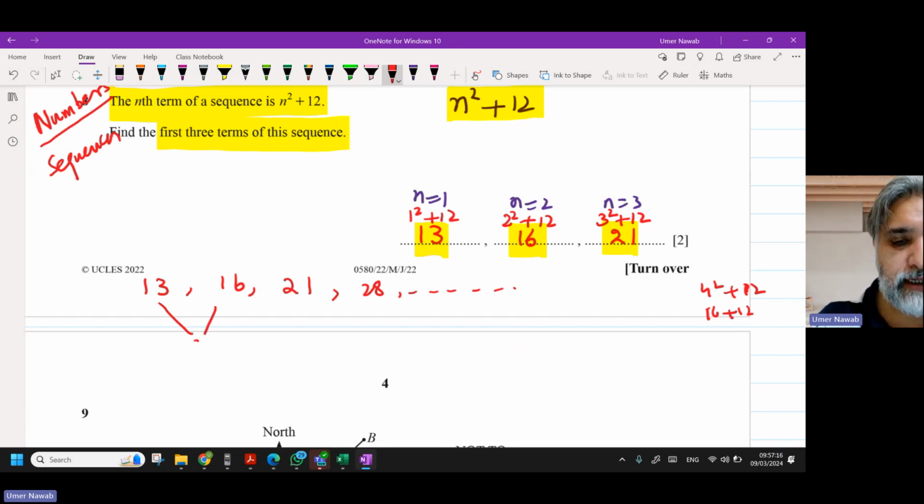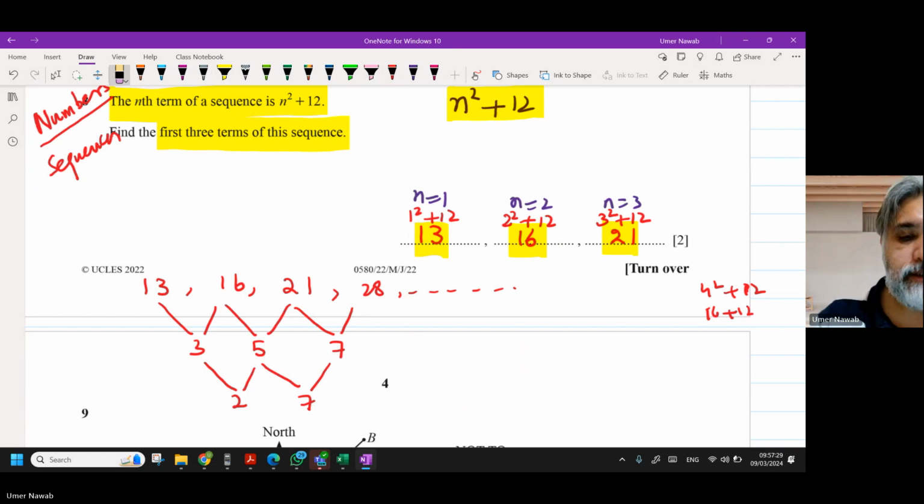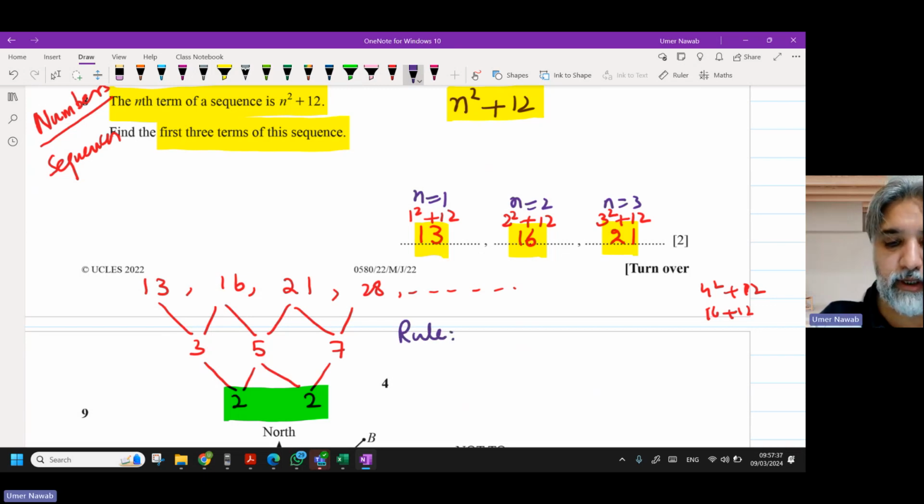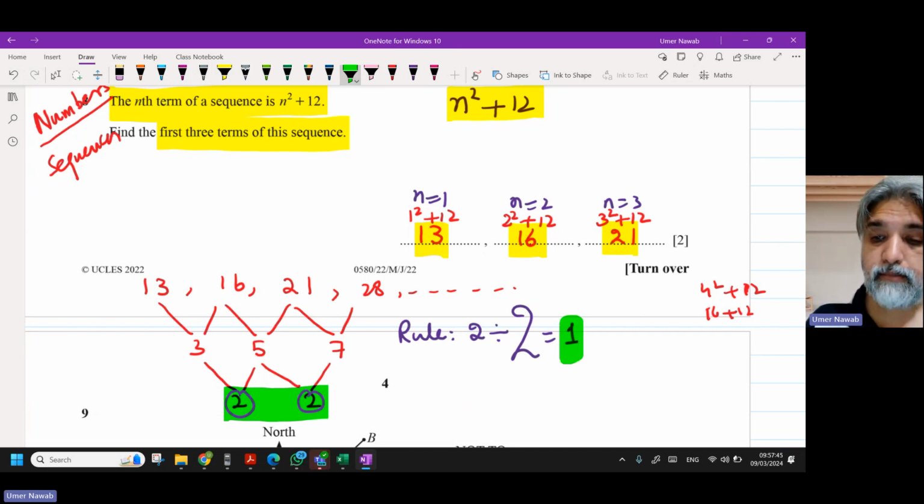What is the first difference? That is 3. This is 21 minus 16, which gives you how much? 5. And this is 7. So imagine my second difference is the same. If your second difference is the same, the rule tells me whatever the second difference you got, you have to divide it by 2. And my answer is 1. Now, what is my nth term? My nth term is 1n squared. This 1 becomes the coefficient of n squared.